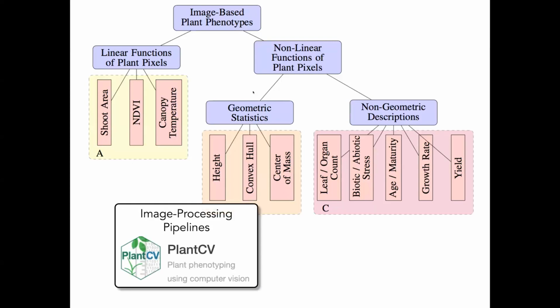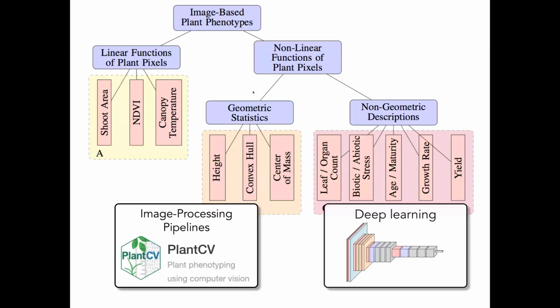But there is a class of phenotypes that are much more difficult to extract from images, and these are nonlinear functions of plant pixels and also non-geometric descriptions. All of these things on the right side here: counting leaves or organs of a plant, trying to assess the response to stress, the age, the growth rate, or even more downstream phenotypes like biomass or yield. For this category of phenotypes, we really think deep learning approaches are promising. These approaches have taken over a lot of computer vision research these days, and can be quite useful.